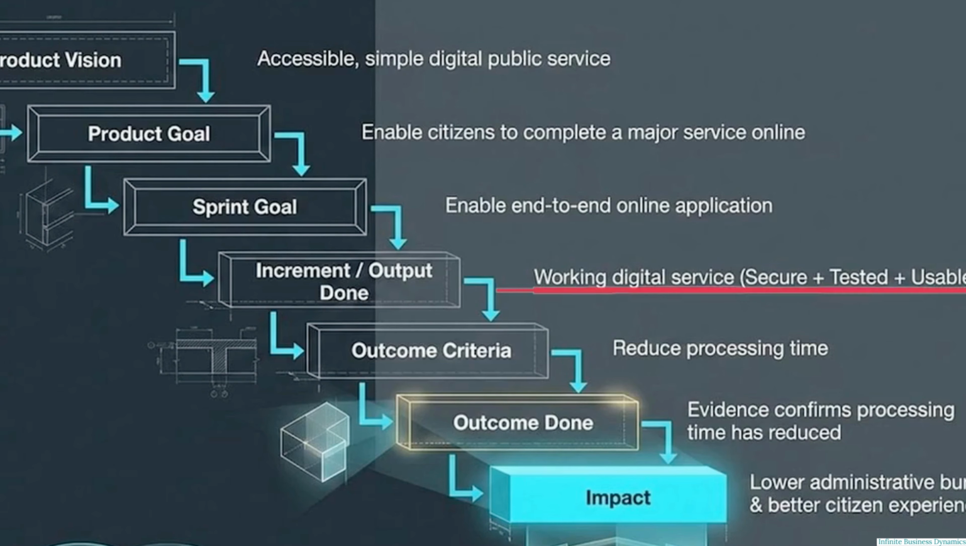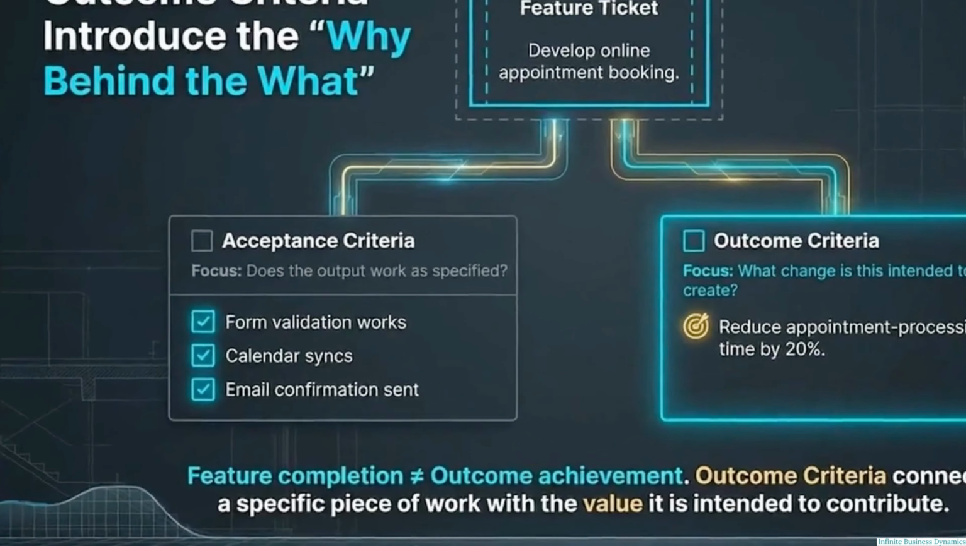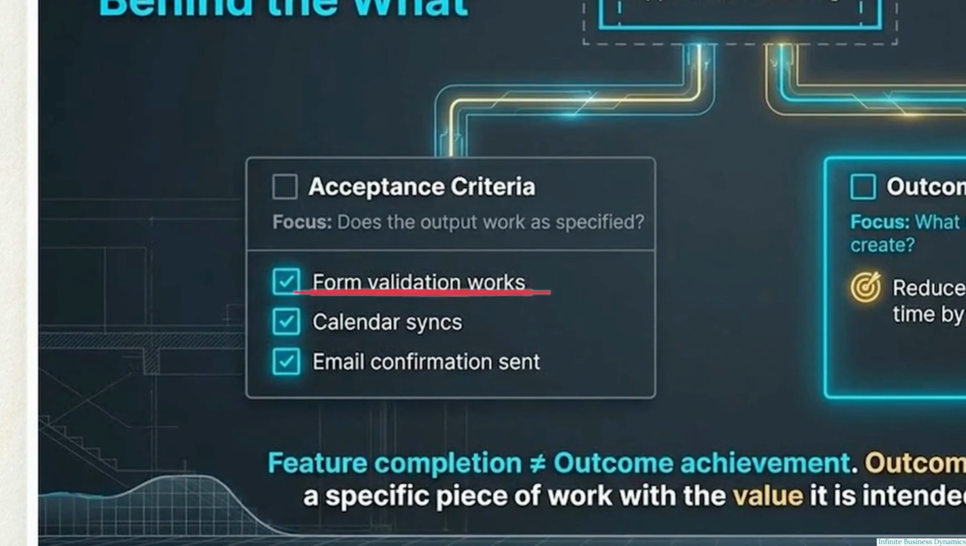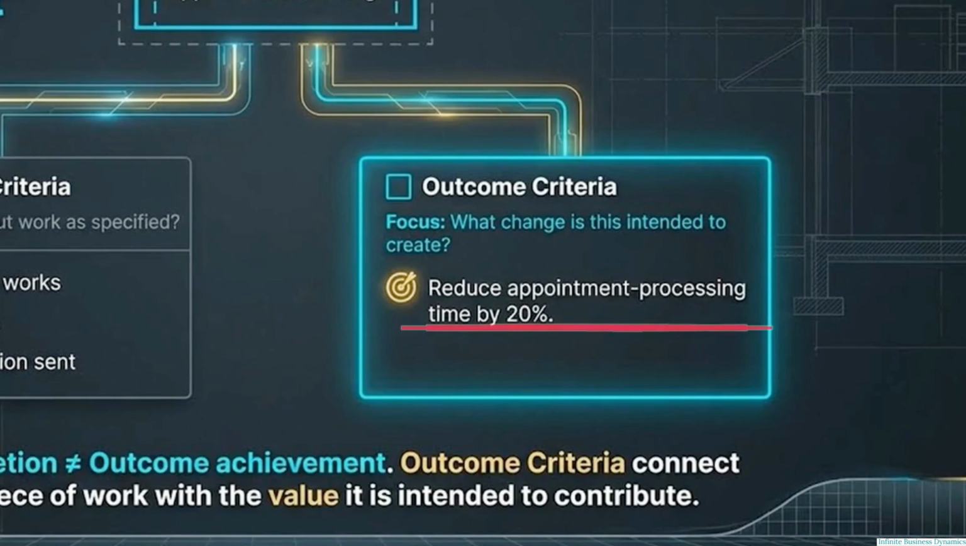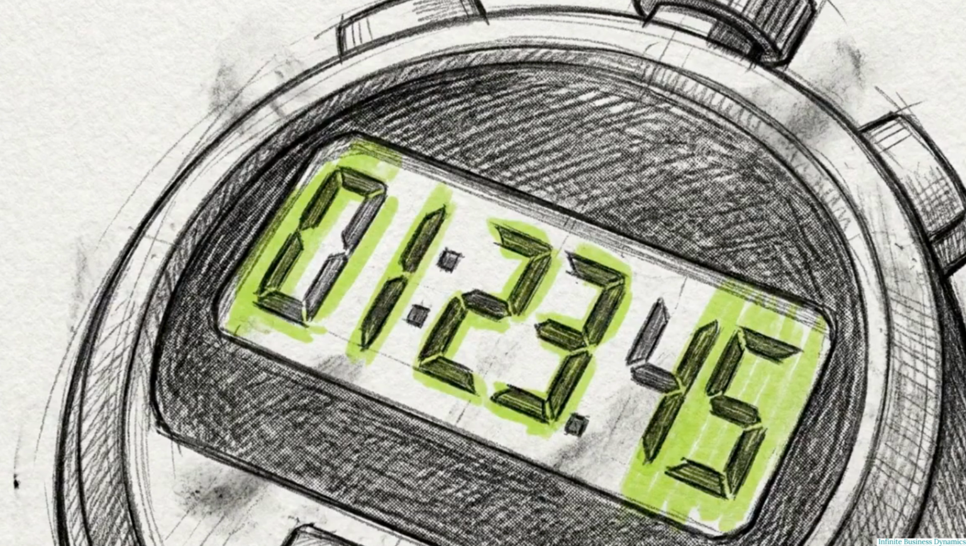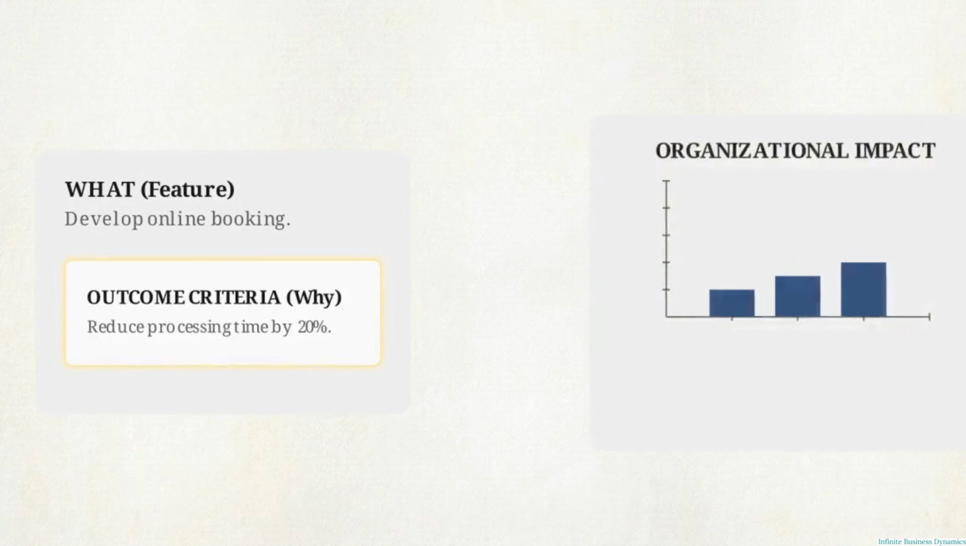To see how intention is measured at the item level, we look at the contrast between acceptance criteria and outcome criteria under a feature ticket. Acceptance criteria verify the output, confirming the form validates and email send. Outcome criteria dictate the why, such as intending to reduce appointment processing time by 20%. Gathering the observable evidence that processing time actually dropped is the only way to satisfy the definition of outcome done. Explicitly writing outcome criteria for backlog items connects daily development tasks directly to organizational impact.